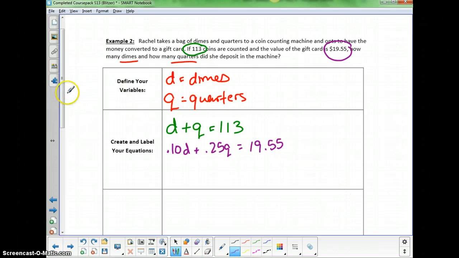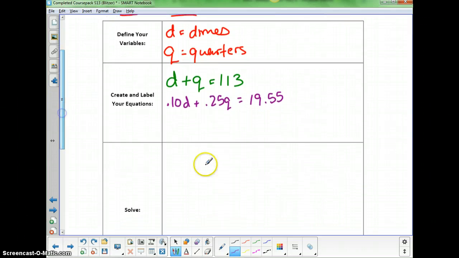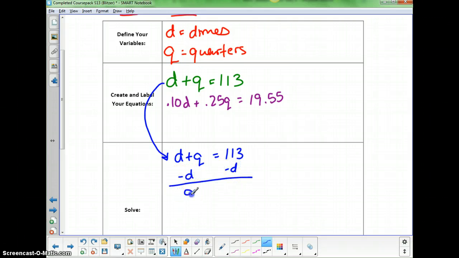Okay, so we have our two equations written. Since I used elimination last time, I'm going to go ahead and use substitution this time. So I'm going to go ahead and solve this equation for, say, Q. So if I have d plus q, it doesn't matter which one I'm solving for because both have coefficient 1. But if I solve for q, I'm going to be subtracting d from both sides, and I get that q is equal to 113 minus d.